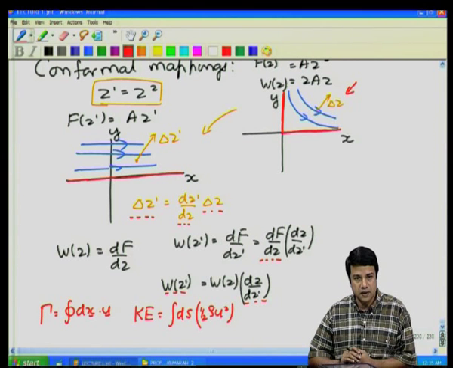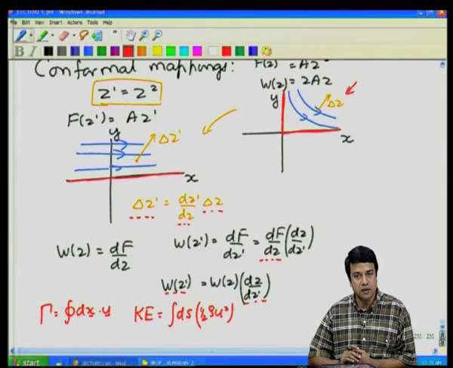Distances are transforming as dz prime by dz. That means surface area is transforming as the square of that, as dz prime by dz the whole square. Velocity is transforming as the inverse, 1 over dz prime by dz. Therefore, velocity square goes as 1 over dz prime by dz the whole square.